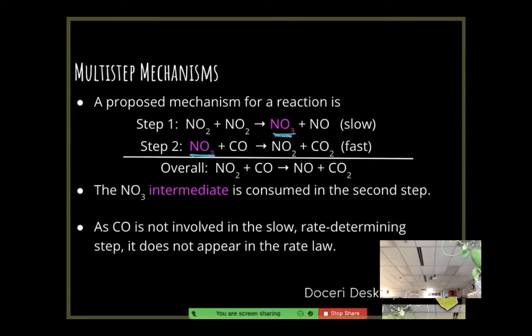Now, when you have an intermediate, it doesn't have to be used up in the next step. If there's more than just two steps, it could be used up in step 3. But you have to see it first as a product, and then it becomes a reactant and gets used up. If you have a catalyst, which we'll talk about in a minute, you would first see it as a reactant, then it would show back up as a product. Those are the two things you'll have to identify, the intermediates and the catalysts. And then you can see on this one that CO is not involved in the slow step, or the rate determining step, so you're not going to see that appear in the rate law.